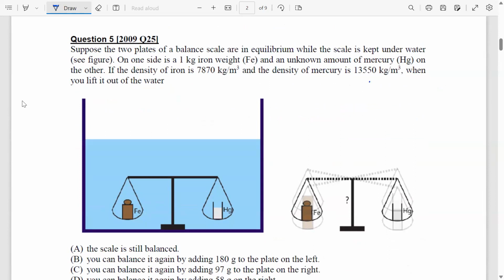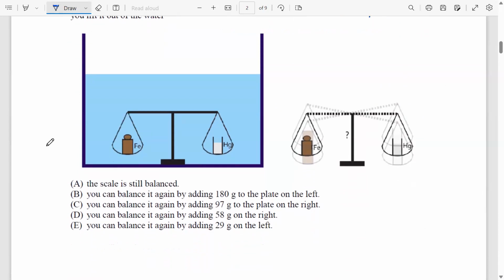So when you lift it up out of the water, what will happen? Okay, so now in each of these cases, this is balanced. What causes it to be balanced? It's a downwards force on each one. If you look at the balance, normally we say that the weight causes it to be balanced or unbalanced, right? Because the weight exerts a force on the balance.